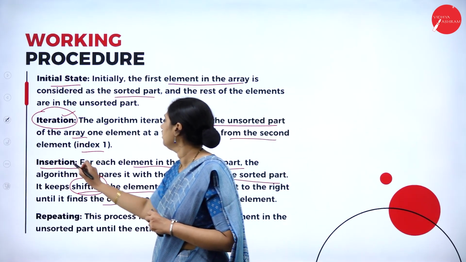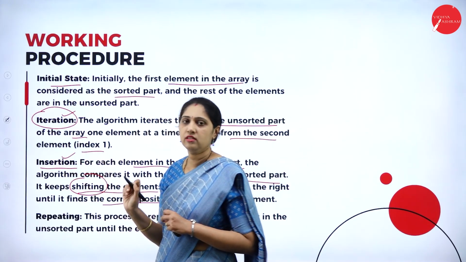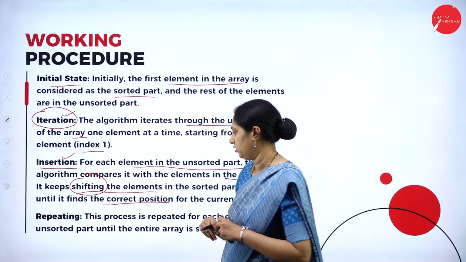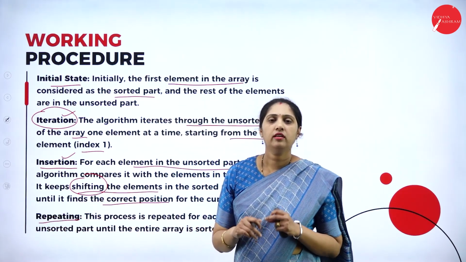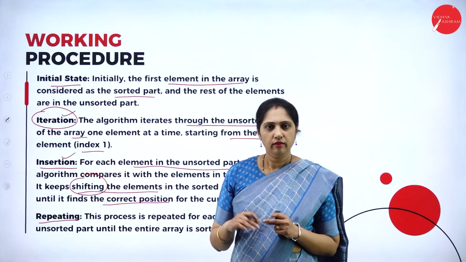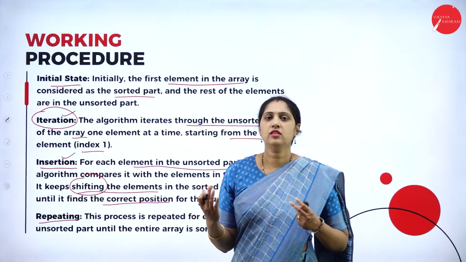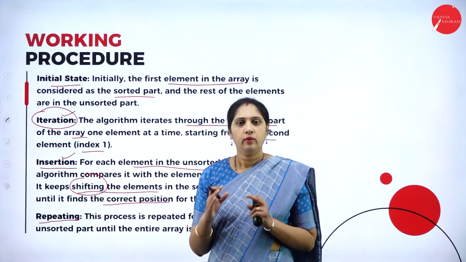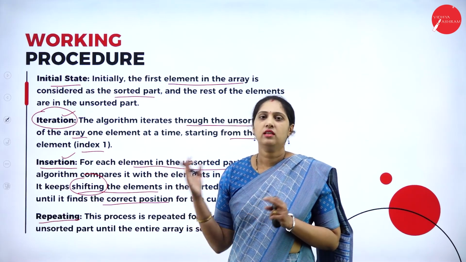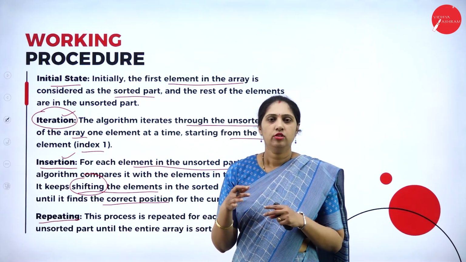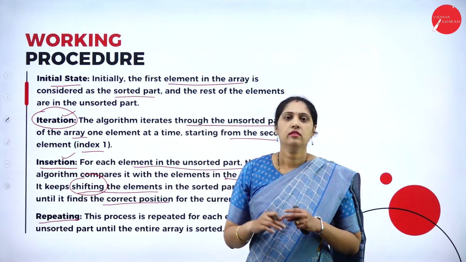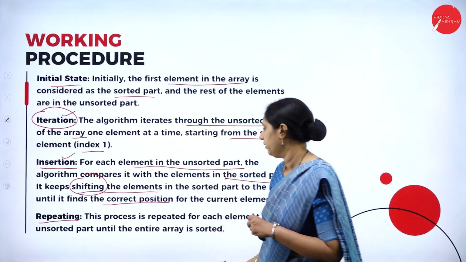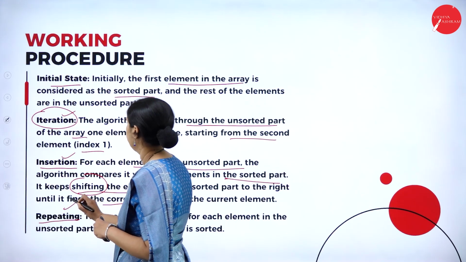In that, we do insertion after the iteration. Then repeat. Until where do we have to repeat? Until all elements are sorted. If I give 10, 20, 30, 40, it's already sorted, but still it checks whether it is sorted. If I give something jumbled up like 40, 20, 10, 0, then the proper sorting will happen. So this is repeating.